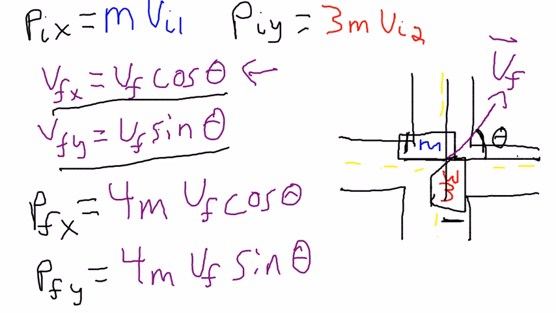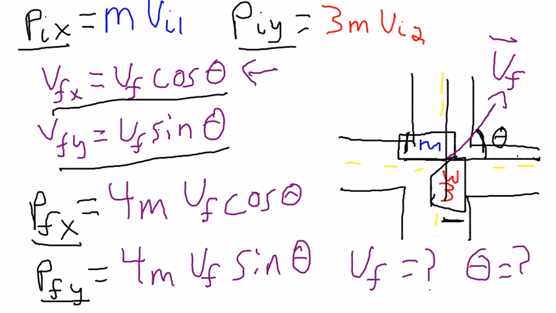Now, if you set p initial x equal to p final x and p initial y equal to p final y, you should have two equations with the same two unknowns, v final and theta. You're not given mass, but as you notice, every single one of our terms contains a mass unit, and so the m's will actually cancel out.